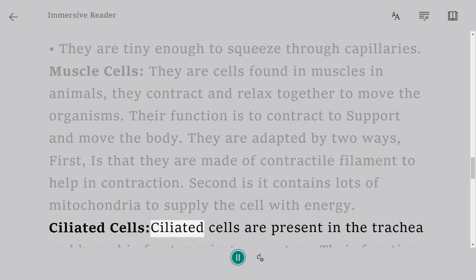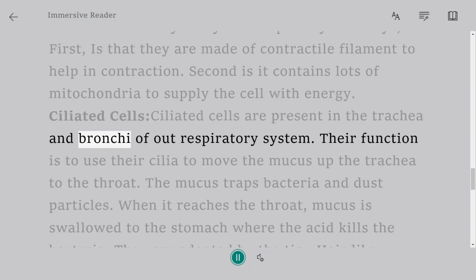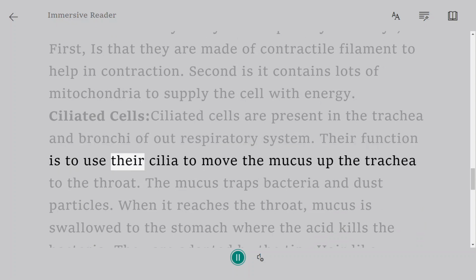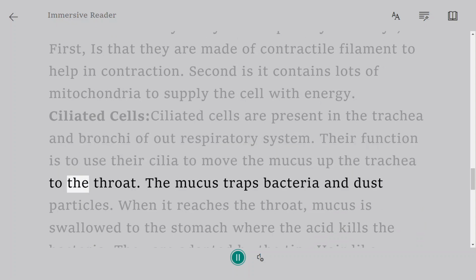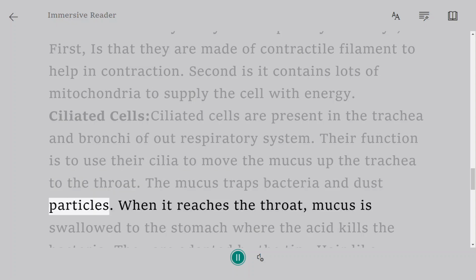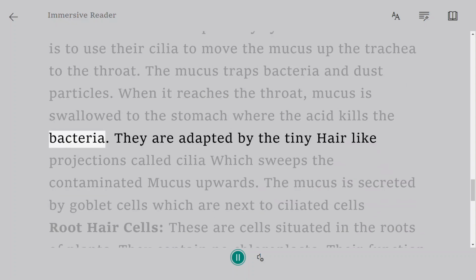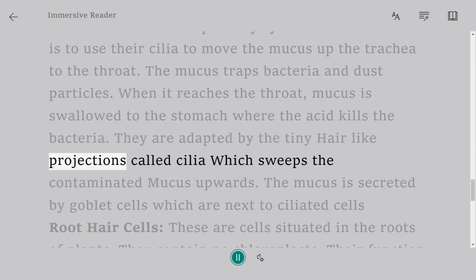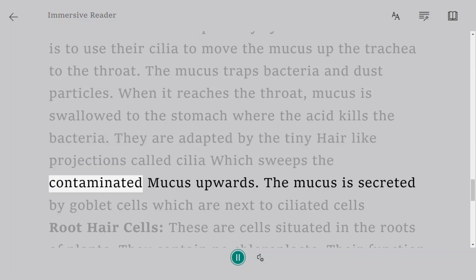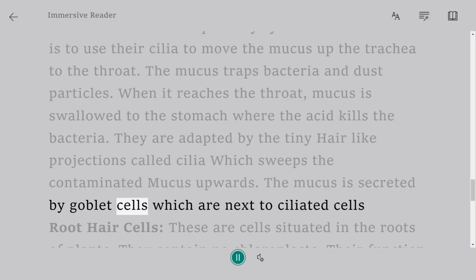Ciliated cells. Ciliated cells are present in the trachea and bronchi of the respiratory system. Their function is to use their cilia to move the mucus up the trachea to the throat. The mucus traps bacteria and dust particles. When it reaches the throat, mucus is swallowed to the stomach where the acid kills the bacteria. They are adapted by the tiny hair-like projections called cilia, which sweep the contaminated mucus upwards. The mucus is secreted by goblet cells, which are next to ciliated cells.